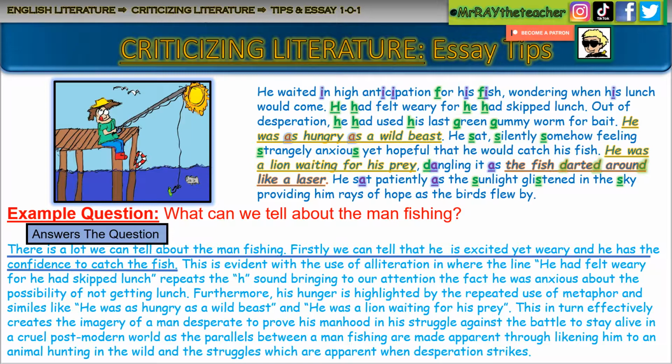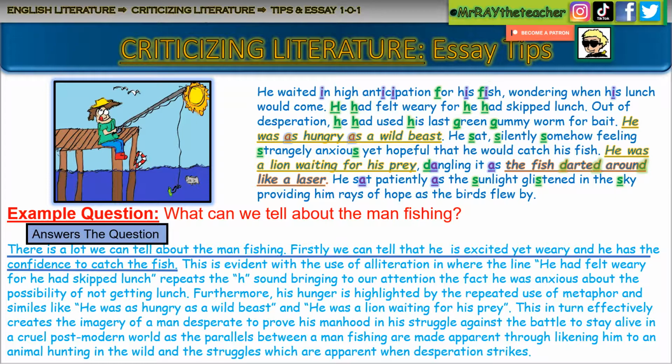Just gonna interject. Now the answer goes on. This is evident with the use of alliteration in where the line "he had felt weary for he had skipped lunch" repeats the H sound, bringing to our attention the fact that he was anxious about the possibility of not getting lunch. Furthermore, his hunger is highlighted by the repeated use of metaphor and similes like "he was as hungry as a wild beast" and "he was a lion waiting for his prey."